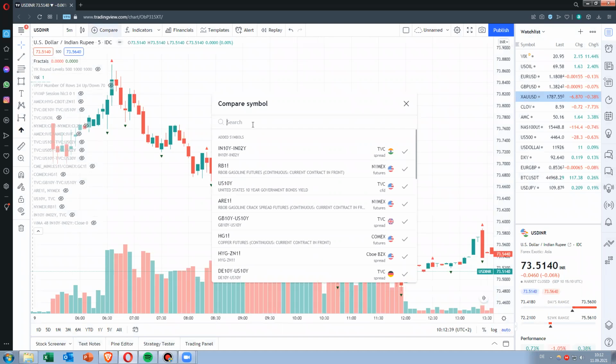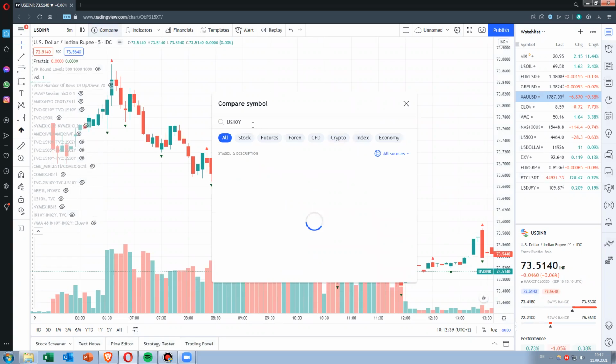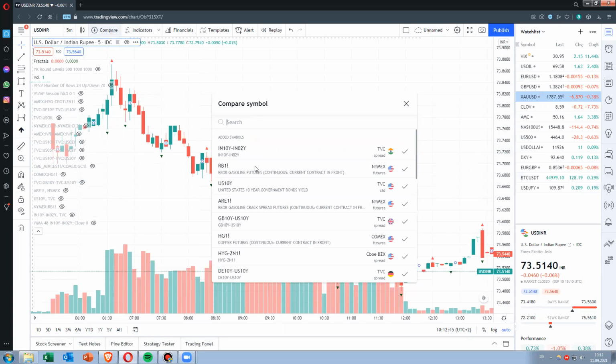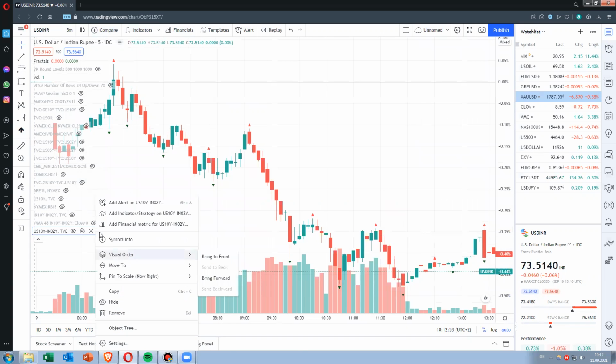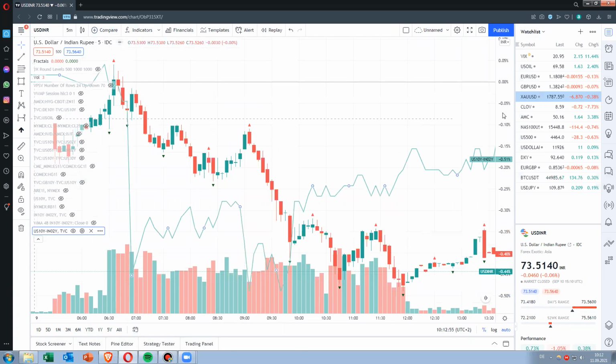So the US is the first currency pair. So you take the US 10-year minus the Indian 10 years. And this is the curve spread basically. US 10-year minus Indian 10-year. Right. So this in nature should follow price.